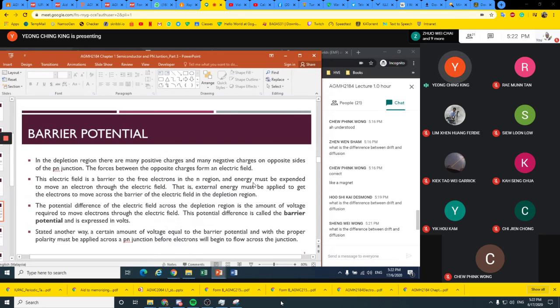And the explanation of this barrier potential, what is the meaning of the barrier potential? Okay.